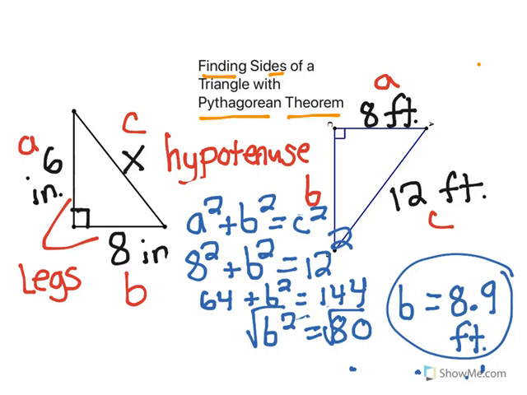Little check for yourself. Whenever you're finding A or B, your answer should definitely be less than your C, which in this case you can tell 8.9 is less than 12. On the contrary, if you're finding C, like this triangle on the left, where we got an answer of 10, your answer should be bigger than both A and B.